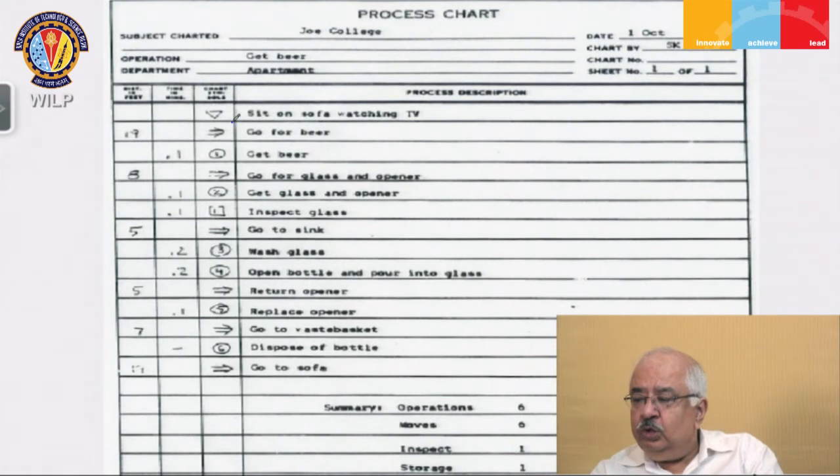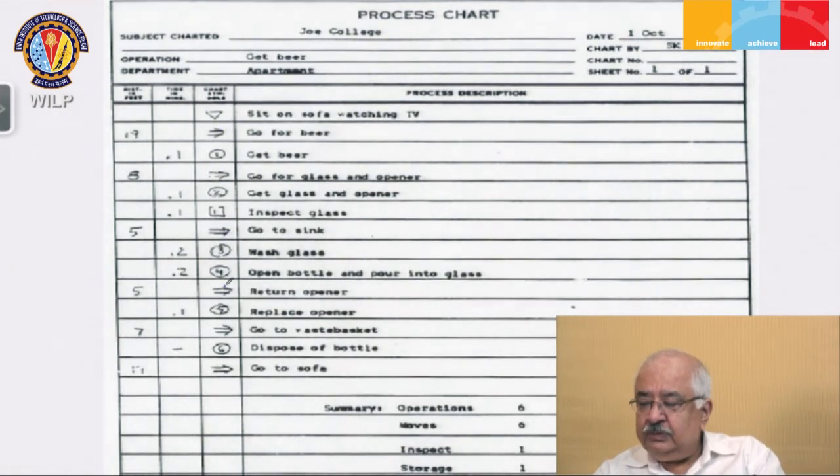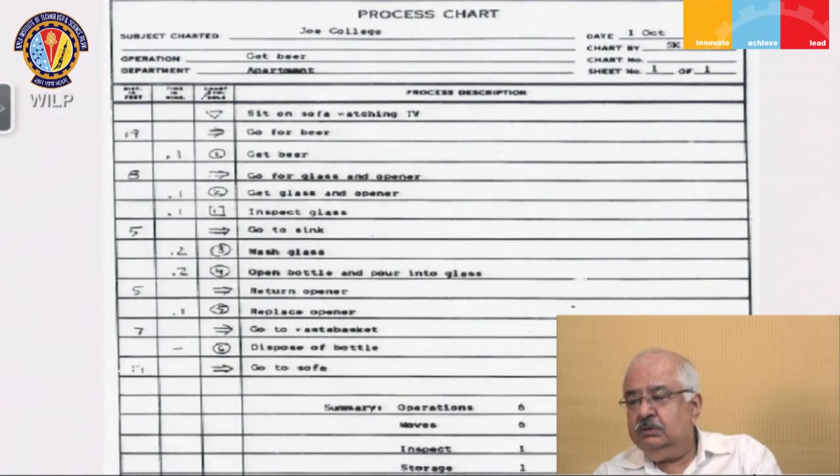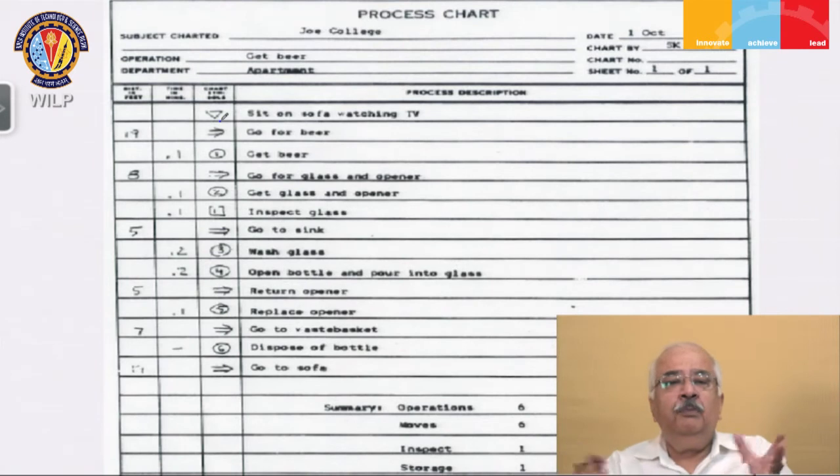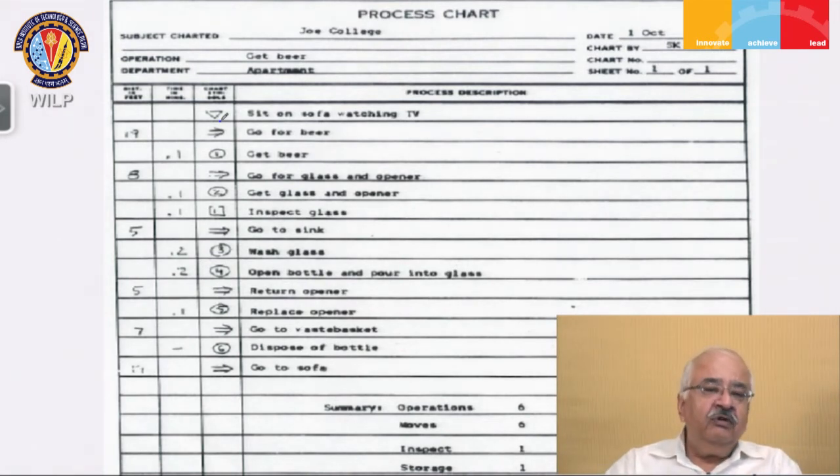Now typically what you do is look for those places where you have an undue amount of transportation, which you can see with the help of the arrows, and you can possibly highlight those, or where you have too many inspections. Here you don't have too many inspections, only one. Or if you had too many delays or storages, which again you don't have too many of. So what you would look for is whether there is a way in which I can put things closer so that the amount of transportation can be reduced.